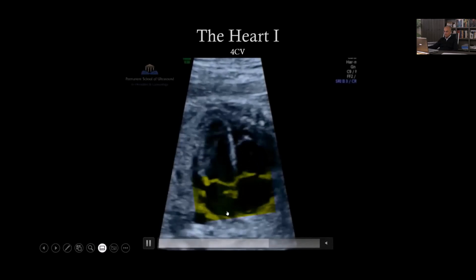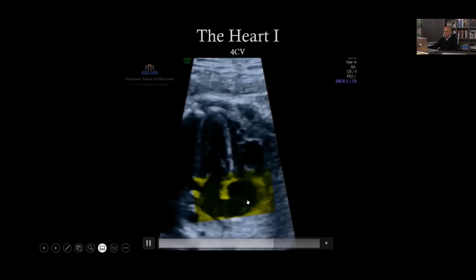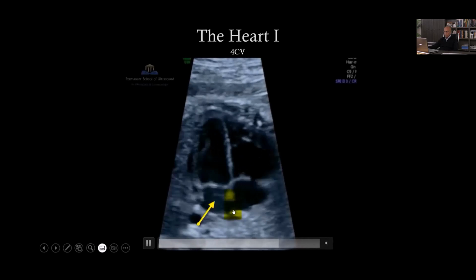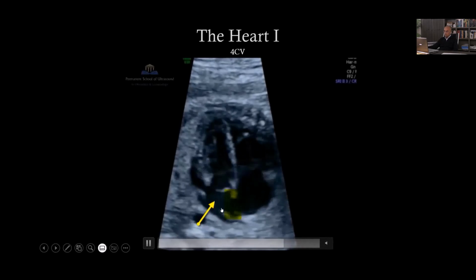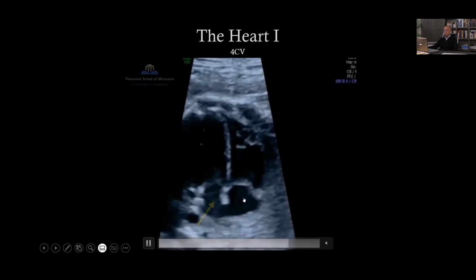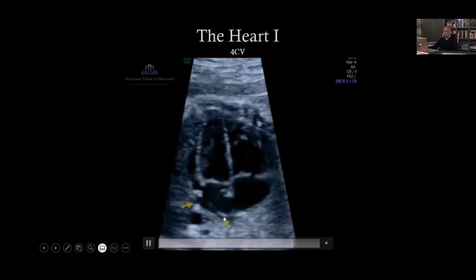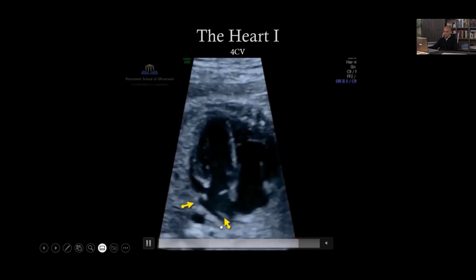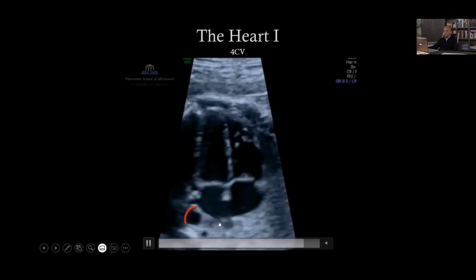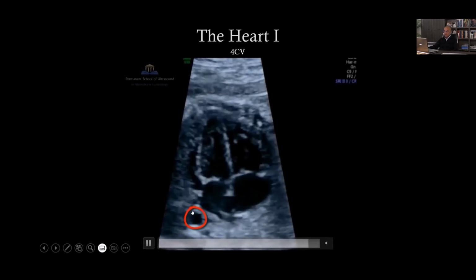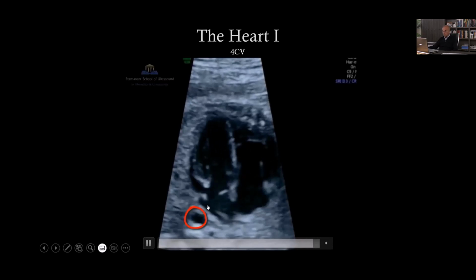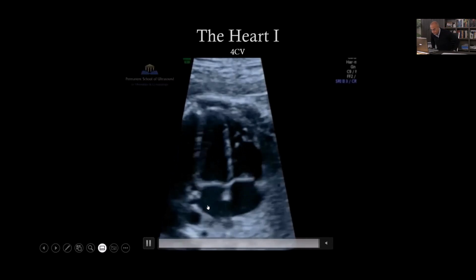Now you can see the atria that have approximately equal sizes, with the foramen ovale and the septum primum freely floating into the left atrium. You can see the two posterior inferior pulmonary veins very close to the descending aorta, very close to the left atrium.